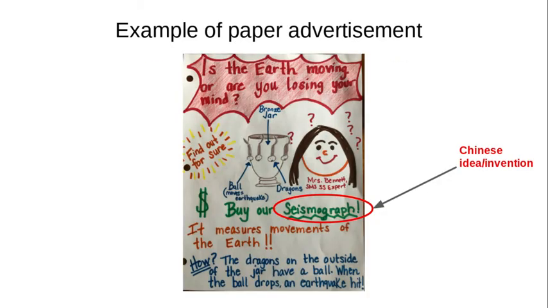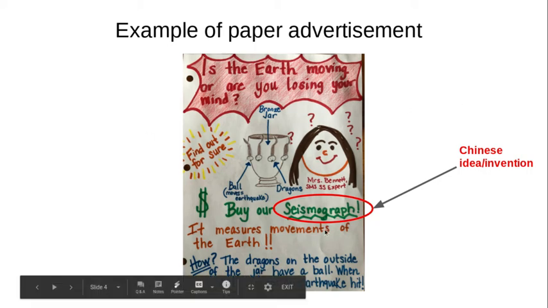I did an example. I know you've really missed seeing my awesome pictures and my awesome drawings. So to fulfill your needs and desires for that, I have an example of a paper advertisement. Notice my drawings. It does not have to be something that you would find in the art museum. But the idea or invention that I chose, you'll see it circled here, is the seismograph.